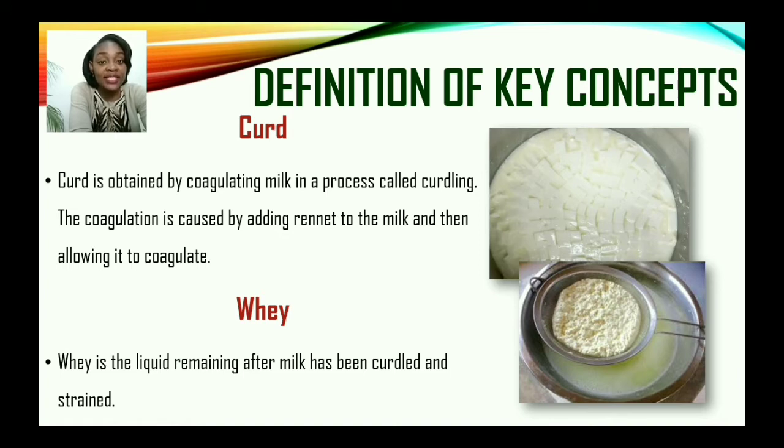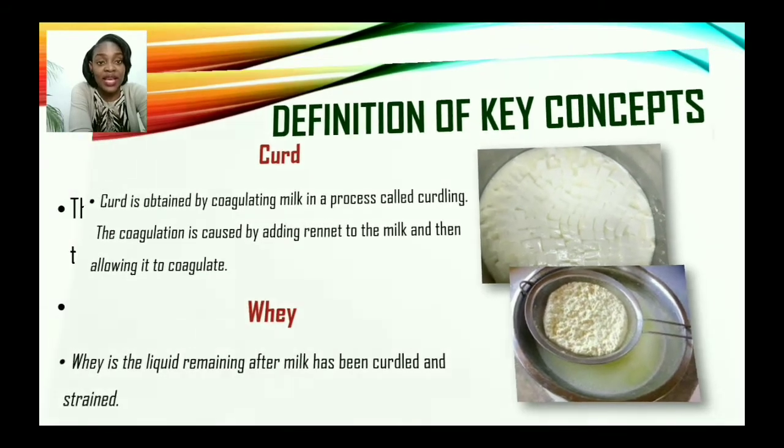So the whey is the liquid portion or the watery part of the milk, and curd is the solid part, or we may say curdle, right? It's produced when the milk coagulates. In order for the milk to coagulate, the enzyme rennet has to be added.